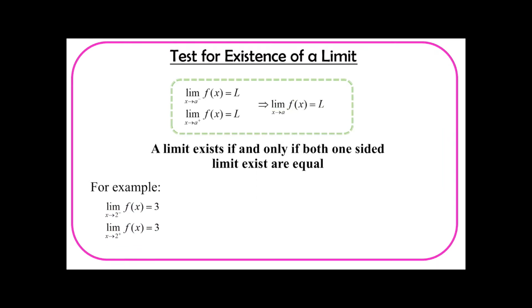For example, if the limit as x approaches 2 from the left and the limit as x approaches 2 from the right are both 3, then we can conclude that the limit as x approaches 2 of f(x) is 3. But if the limit as x approaches 2 from the left is 3 and the limit as x approaches 2 from the right is 2, we can conclude that the limit as x approaches 2 of f(x) does not exist.